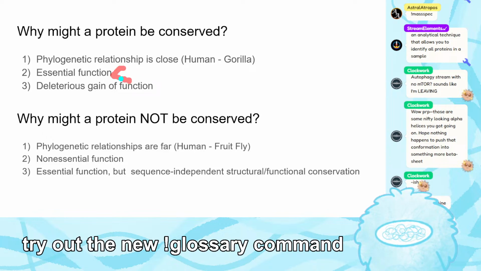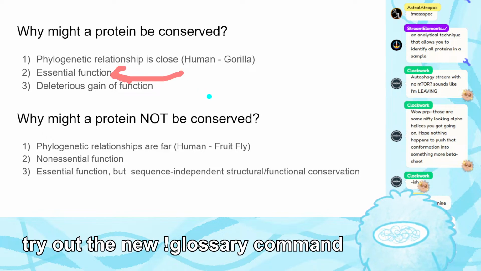A protein might be conserved, as we just said, if it has an essential function, right? If it's involved in glycolysis, the cell cycle, something that living things have been using for millions and millions and millions of years, that's probably not going to change all that much, because if you screw with it, you're likely to not end up alive. So those proteins are generally well conserved.